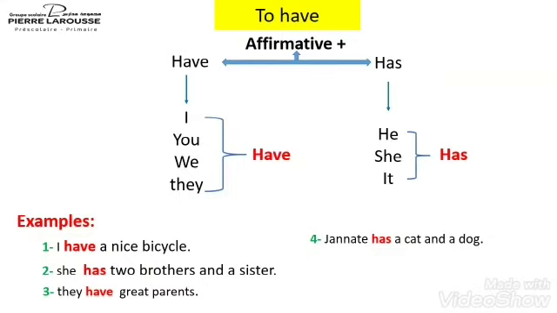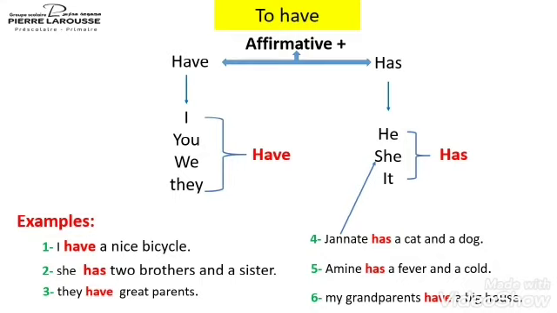4. Jannat has a cat and a dog. So here when we say Jannat, I can replace it or change it with she. That's why we say has. So Jannat has, not have, a cat and a dog. Number 5. Amin has a fever and a cold. So the same thing here, we can change Amin with he. I can say Amin has or he has.